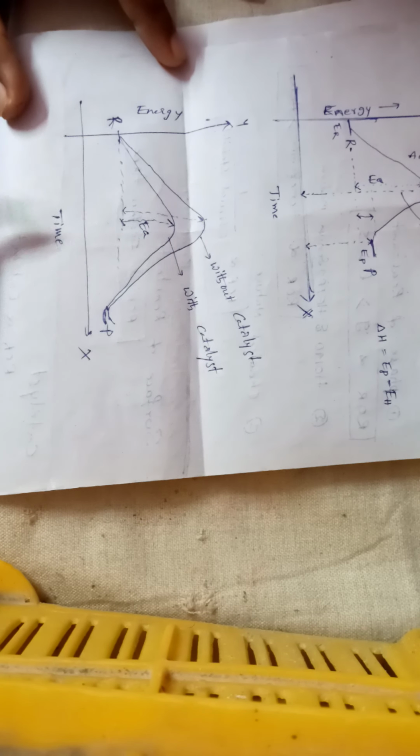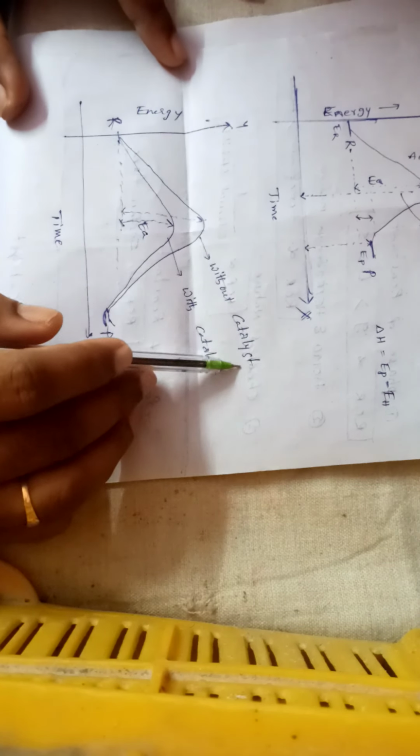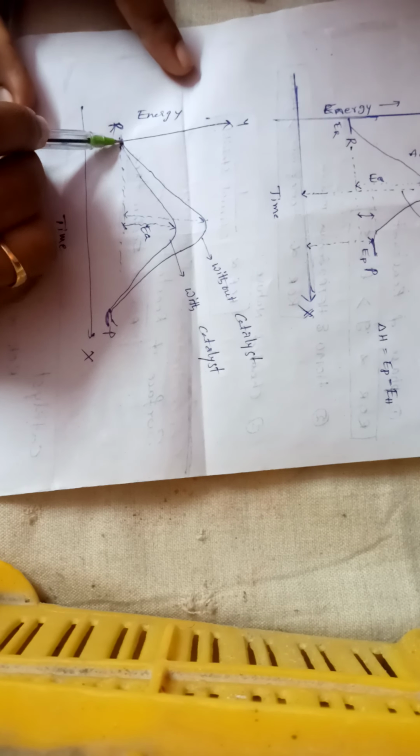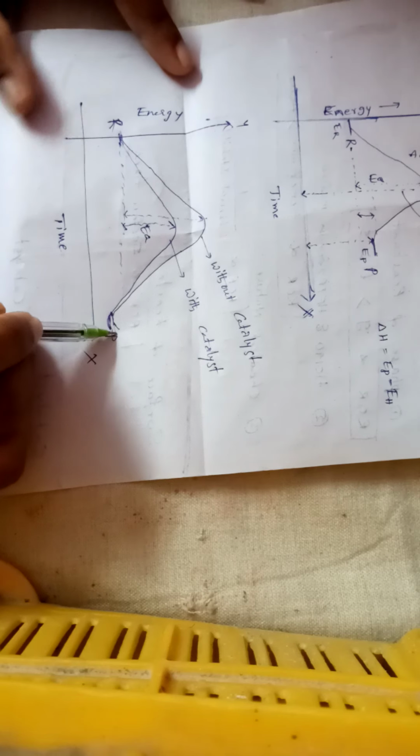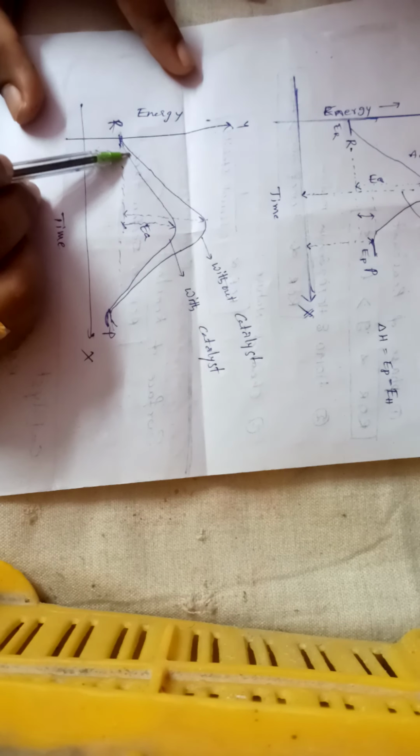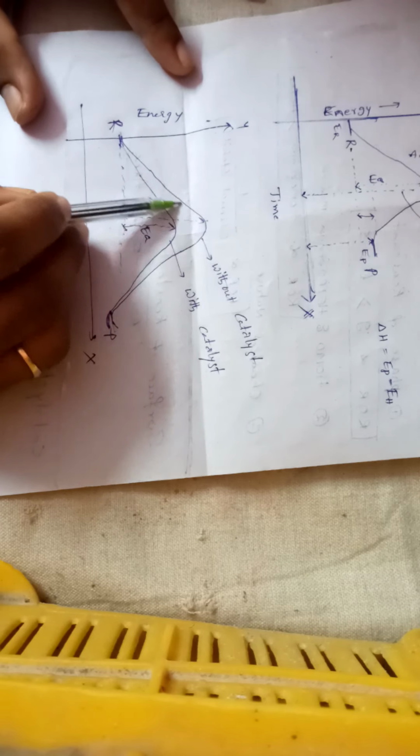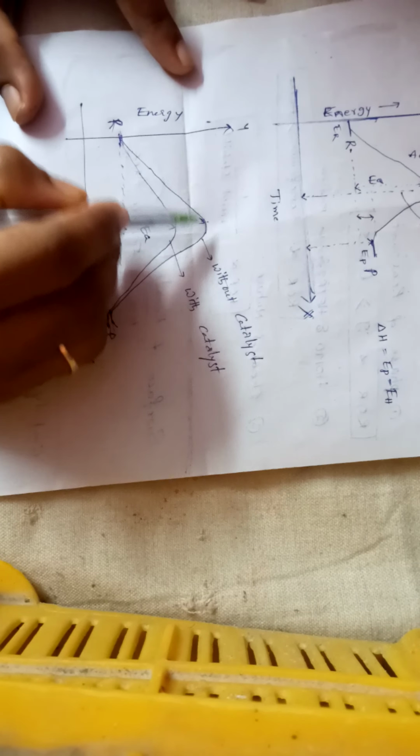In the graph, the x-axis is time and the y-axis is energy. This curve indicates without catalyst. This curve indicates with catalyst. This is the reactant energy stage. This is the product energy. As time increases, the reactant energy increases up to the stage of activation energy.